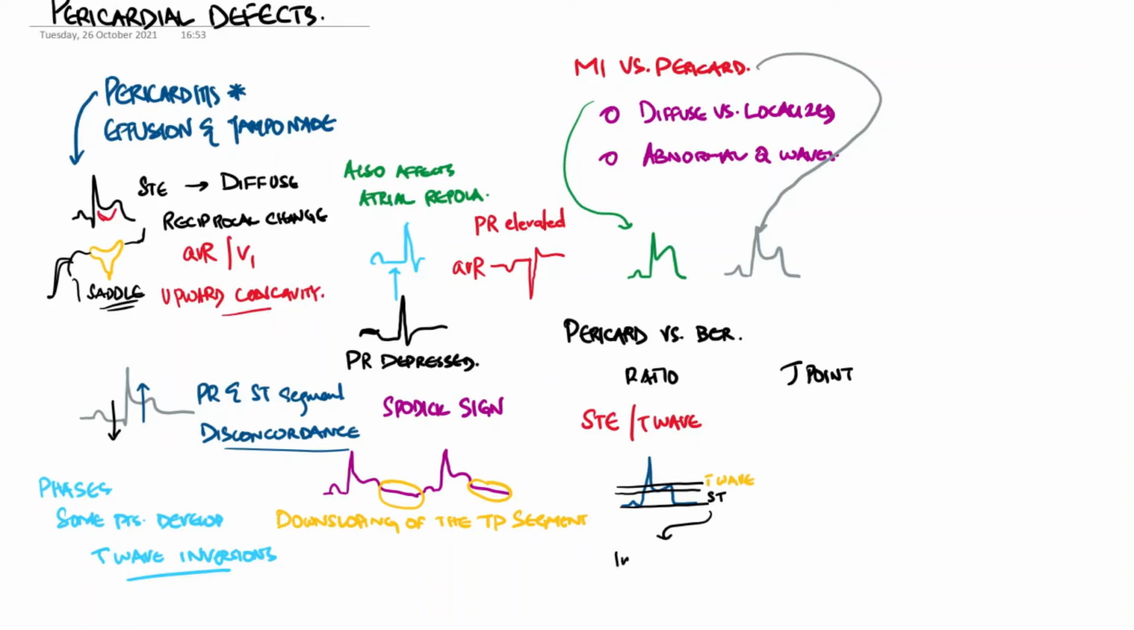Let's say, for instance, that the ST segment elevation over here was 1 millimeter, the T-wave amplitude was 6 millimeters, and that gives us a ratio of 0.16. If this ratio is above 0.25, it's pericarditis. If this ratio is below 0.25, this is benign early repolarization. In benign early repolarization, you will also see a characteristic notching of the J point as well.